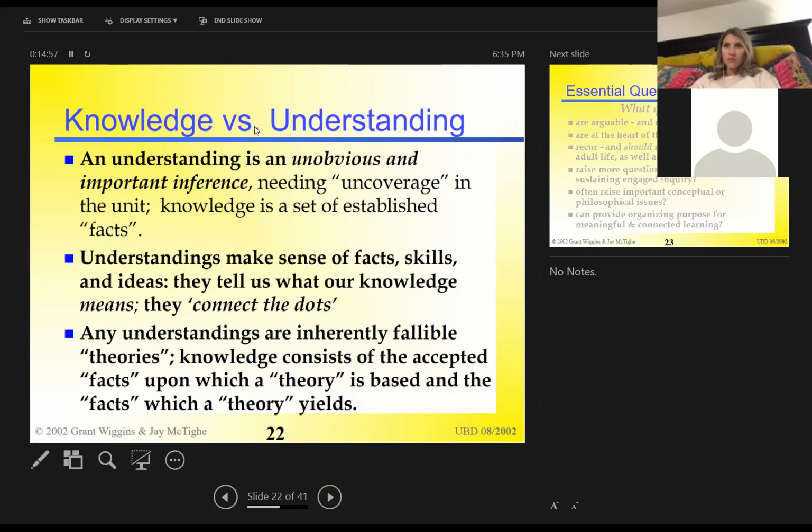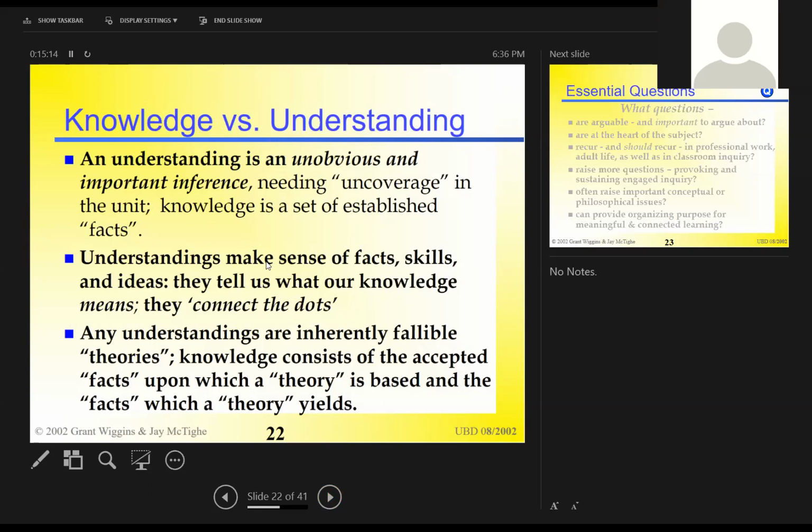Okay. Also, Wiggins and McTighe really make a distinction between knowledge and understanding. So, understanding is where we're able to make sense of information, usually facts or ideas. It in essence connects the dots. An understanding may be something that you can't articulate quite as well, but it's based in fact, and it's more that inferencing sort of thing.